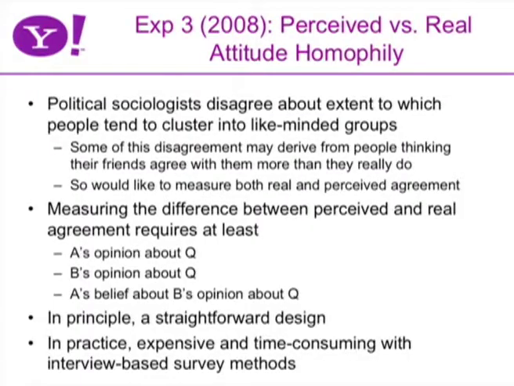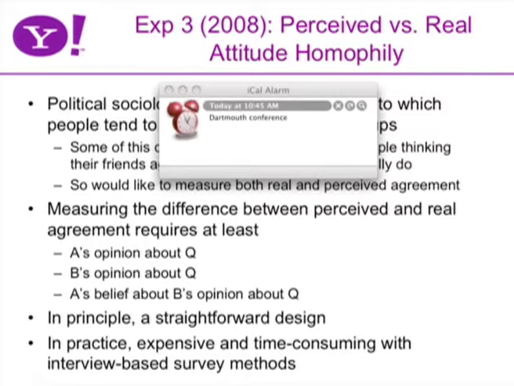What might resolve this apparent disagreement in the empirical literature is that individuals in social networks simply think that they're much more similar to their friends than they really are. Now, this is a relatively straightforward hypothesis to test. The problem is that testing it is difficult. To measure the difference between perceived and real similarity, you need to ask people questions, and for a pair A and B who are friends, you need to ask what A thinks about question Q, what B thinks about question Q, and what A thinks B thinks about question Q. You multiply this by lots of A, B pairs and lots of questions Q, and you have a lot of data.